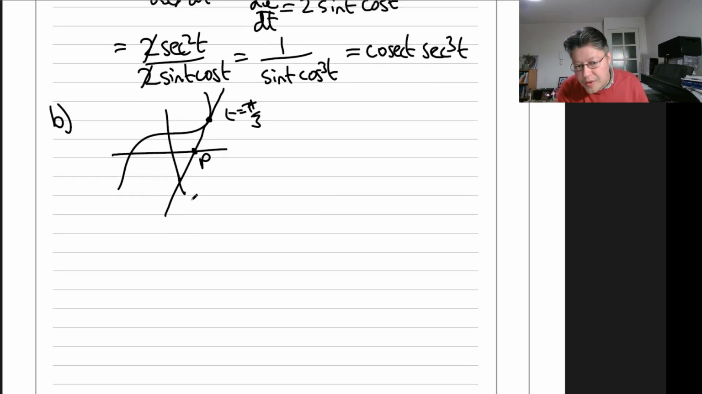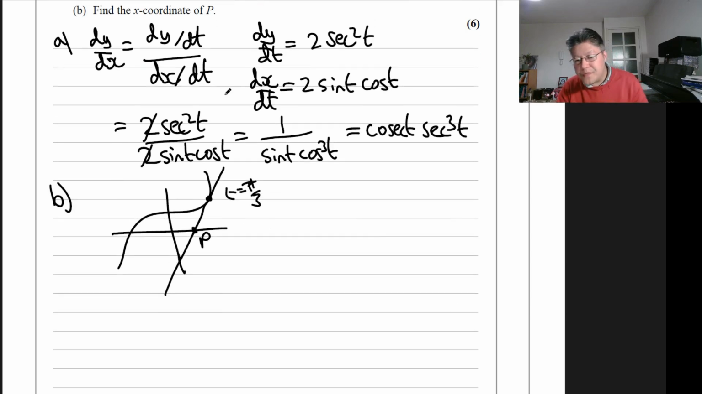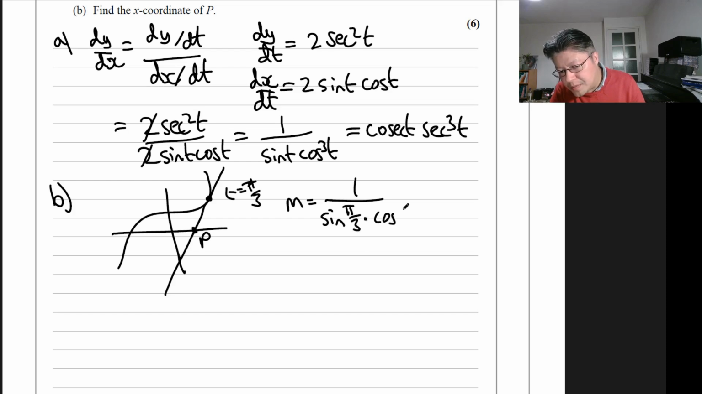Okay, so to get the x-coordinate, we had better first get the equation of this straight line. So this is going to be y equals mx plus c. So we need a point and a gradient. We can plug t is pi over 3 into the derivative to get the gradient. So I'm going to plug it into this one over here. So we get m equals 1 over sine of pi over 3 times cos pi over 3 cubed. And let's work that out.